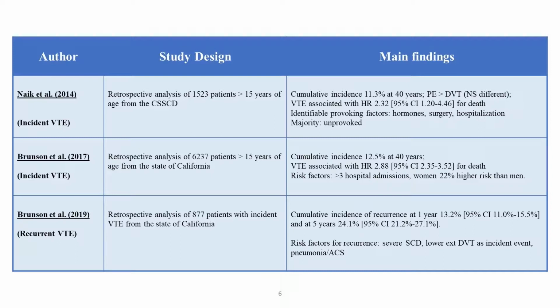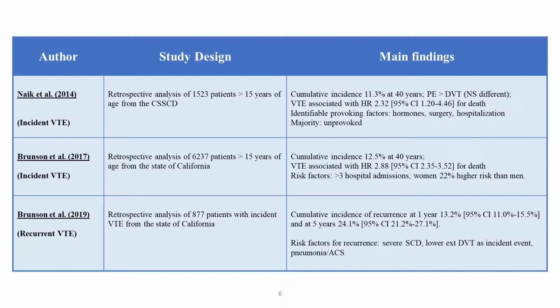The follow-up study by the California group was by Ann Brunson and her colleagues, Ted Wun and the others. They studied a large group of patients, over 6,000, in which they showed a very similar cumulative incidence, again below the age of 40. What you will see now is that sickle cell disease patients have an incident venous thromboembolism much earlier than the general population. So that suggests that there is greater risk for venous thrombosis. The risk factors in this study were more than 3 hospitalizations, and women were at a higher risk of developing a blood clot than men, which is contrary to the published literature in the general population.